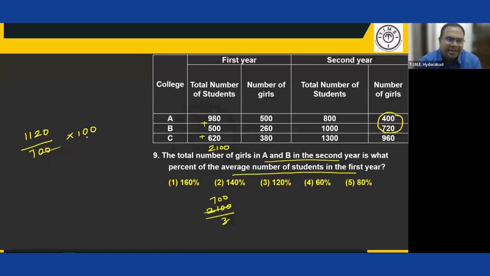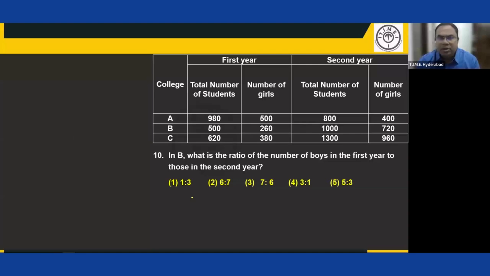It's a simple calculation. Na? 7 16ths is 112. So 160% should be your answer. Right? Next question. Question number 10. Time starts now.